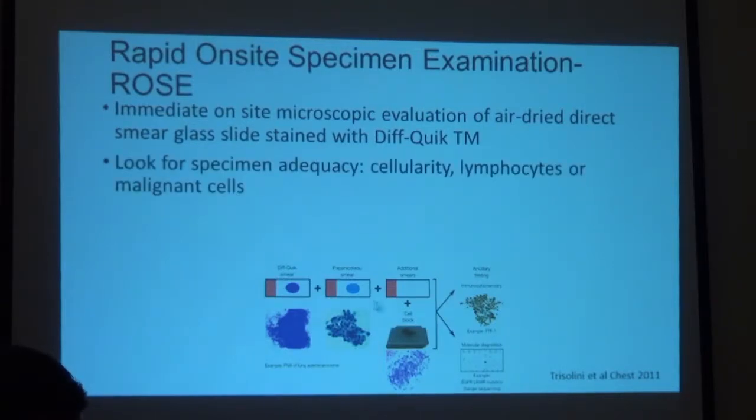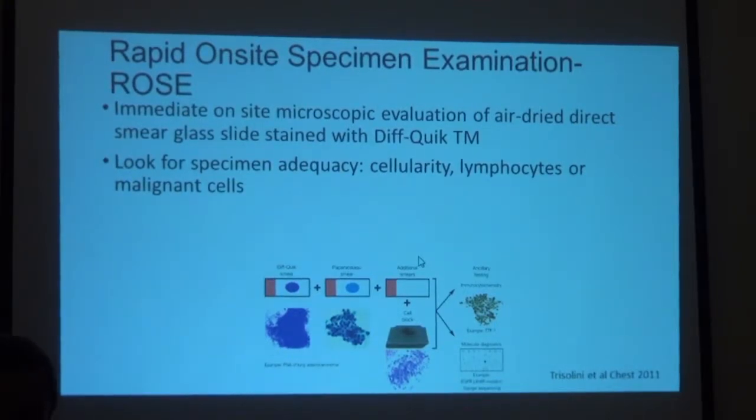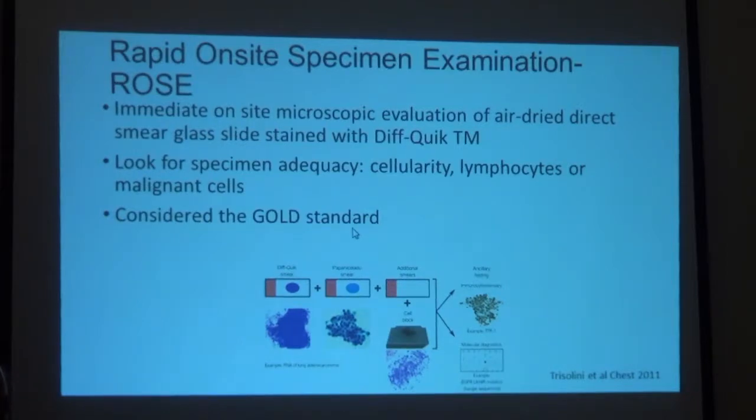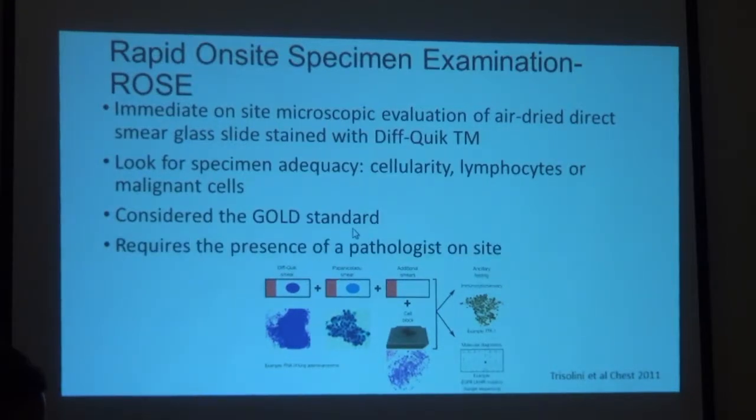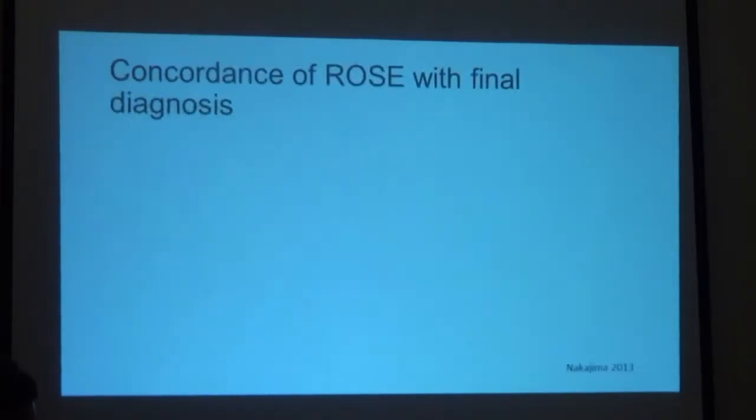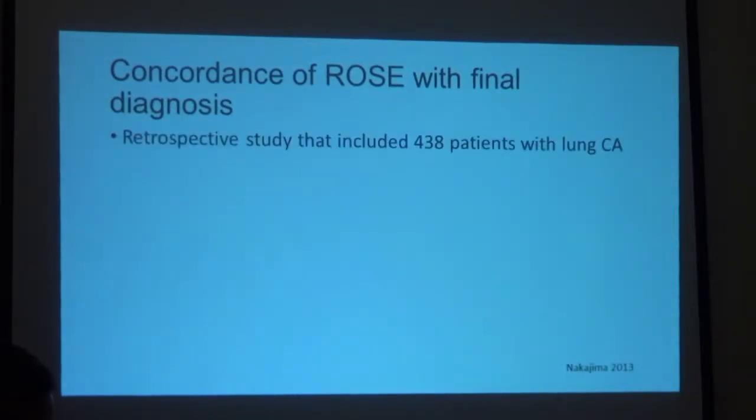So what does it mean to be adequate? They look at cellularity, if there's cells, lymphocytes, or malignant cells. Okay, so if you have a lot of lymphocytes, for them it's adequate. If you have a malignant cell, of course it's diagnostic. How does it do? It's considered actually the gold standard. But again, it requires the presence of cytologists on site.